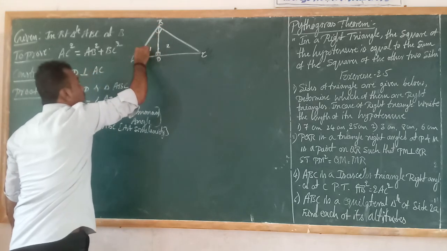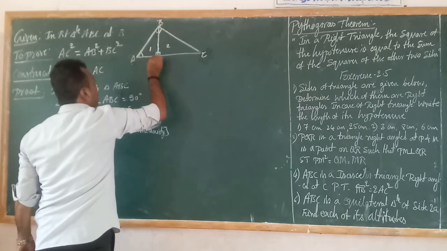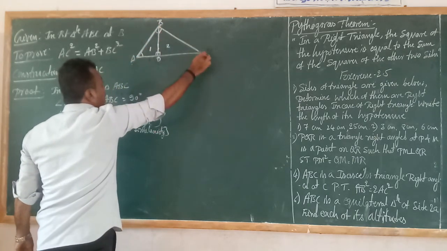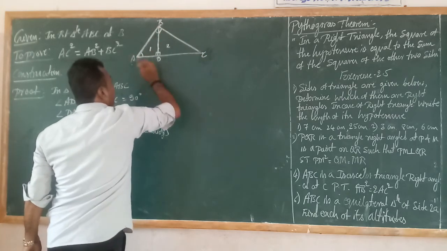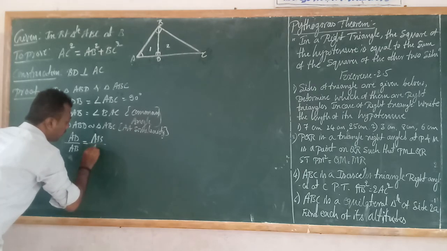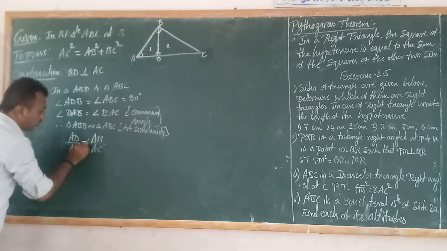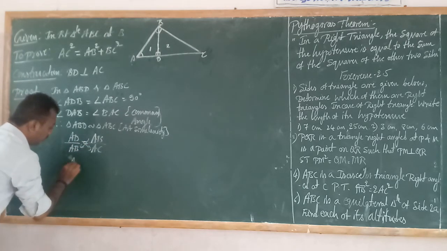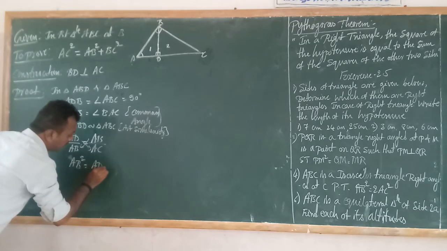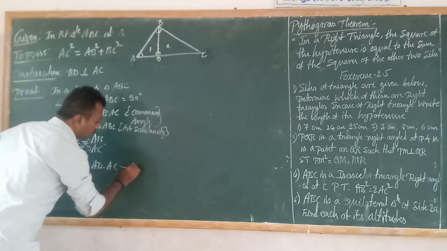Yes, AB is what? AB is the hypotenuse of triangle ABD. Correct. AC is what? AC is the hypotenuse of triangle ABC. Therefore, AB by AC. Now we have to do cross multiplication: AB into AB, AB square, is equal to AD into AC. Call it number 1.